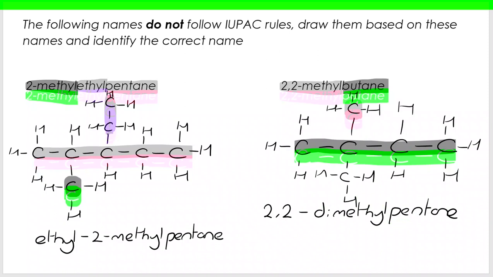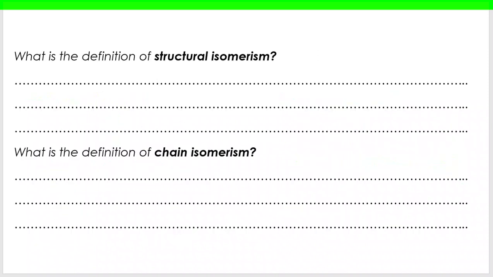Okay, we're going to move on to isomerism again now. We reviewed this in Introduction to Organic. We're going to look at how it fits specifically with alkanes. So what do we mean by structural isomerism and chain isomerism? I'm going to build these answers up in a slightly different way this time, because I want you to be able to see the similarities and the differences.